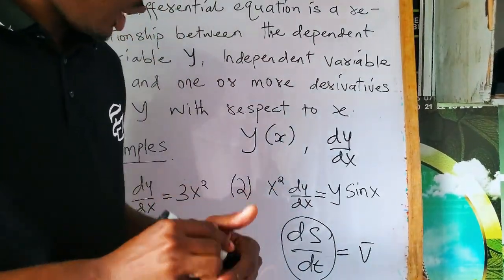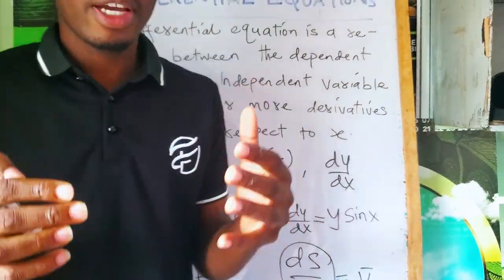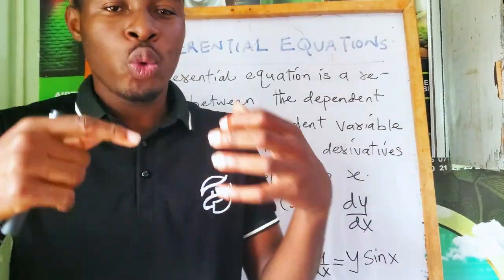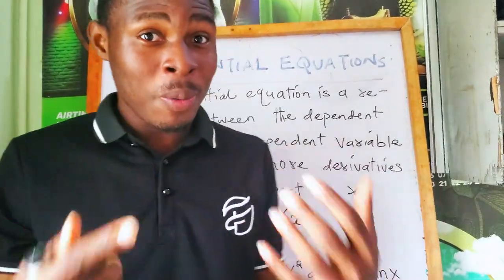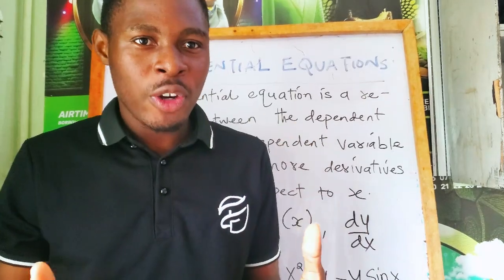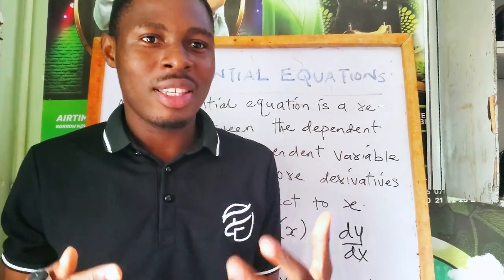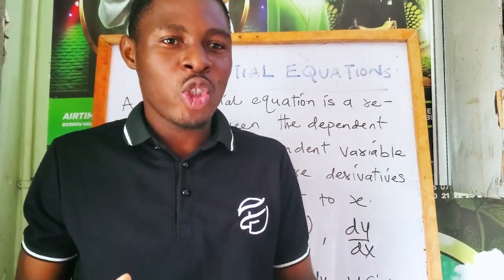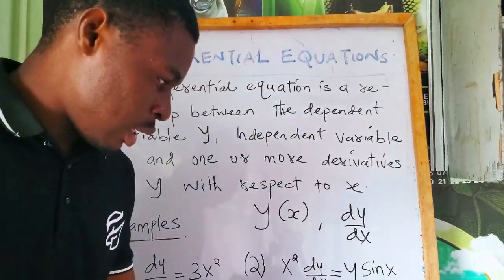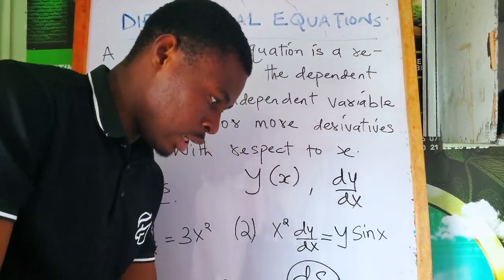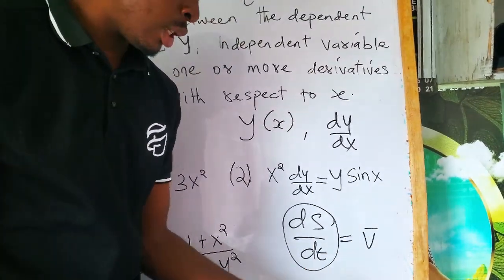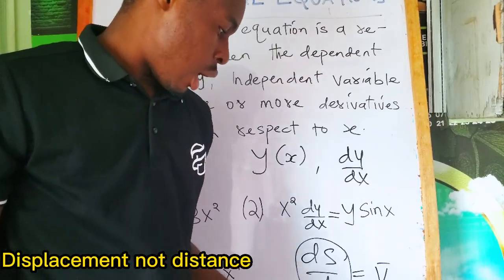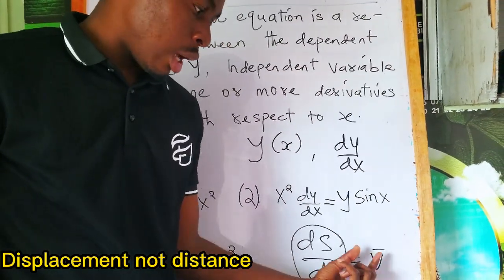Now, a differential equation in some textbooks is defined as an equation that contains one or more differential coefficients. Because in some cases the dependent variable is sometimes missing, and in some cases the independent variable is sometimes missing. So you can see this differential equation has a differential coefficient of s with respect to t, which gives us the velocity. This is an equation in physics which relates the distance and the velocity together.